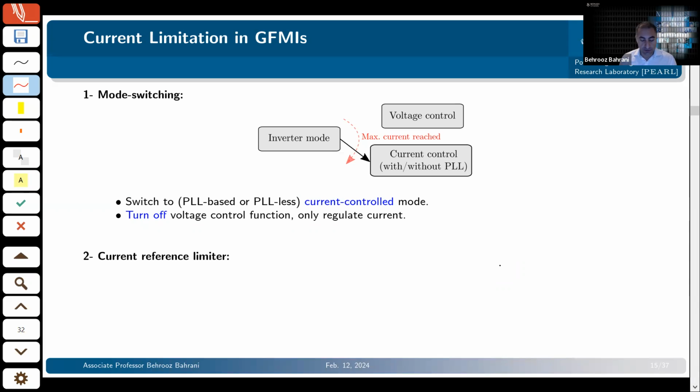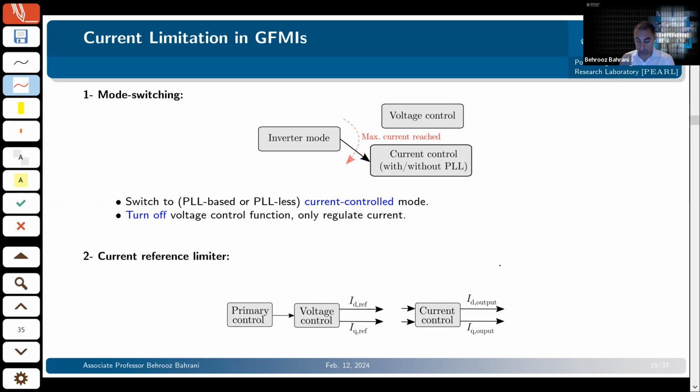The other way is to limit the references for your current. So if you remember, we had a primary controller which was feeding into a voltage controller. And then the voltage controller was feeding certain references, IDref and IQref, into a current controller. And that would then result in the actual D and Q components of the current. Now, what you can do is look at these references and put a saturator after these references in order to protect your switches.